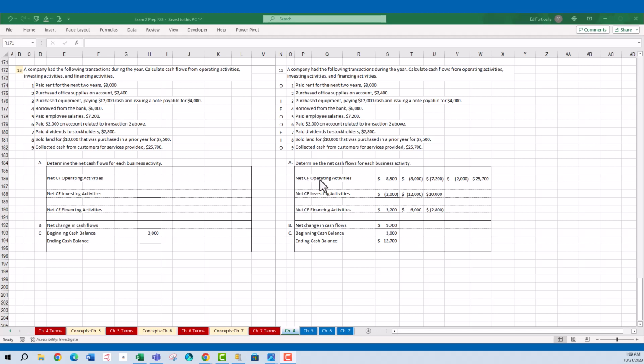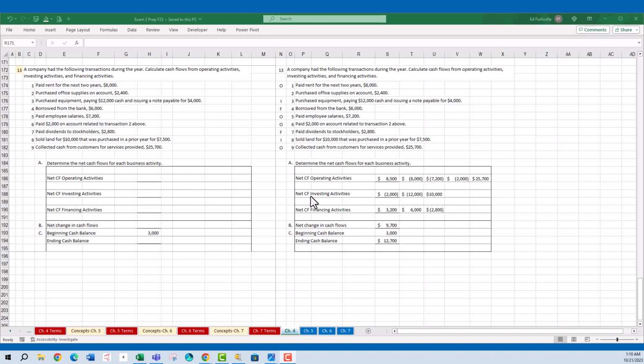Now, letter A says determine the net cash flows for each business activity. So the net cash flows for operating activities include the $8,000 outflow for rent, the $7,200 outflow for salaries, the $2,000 outflow for the payment of the accounts payable, and the $25,700 inflow from cash receipts from customers. We add these up and we get a positive $8,500. That's why it's called net, because we're netting all the operating activity cash flows.